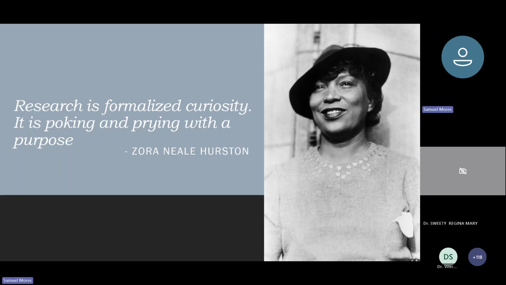And what is research design? Research design basically is a systematic presentation of the methodology, the methodology that you have adopted to conduct a research.